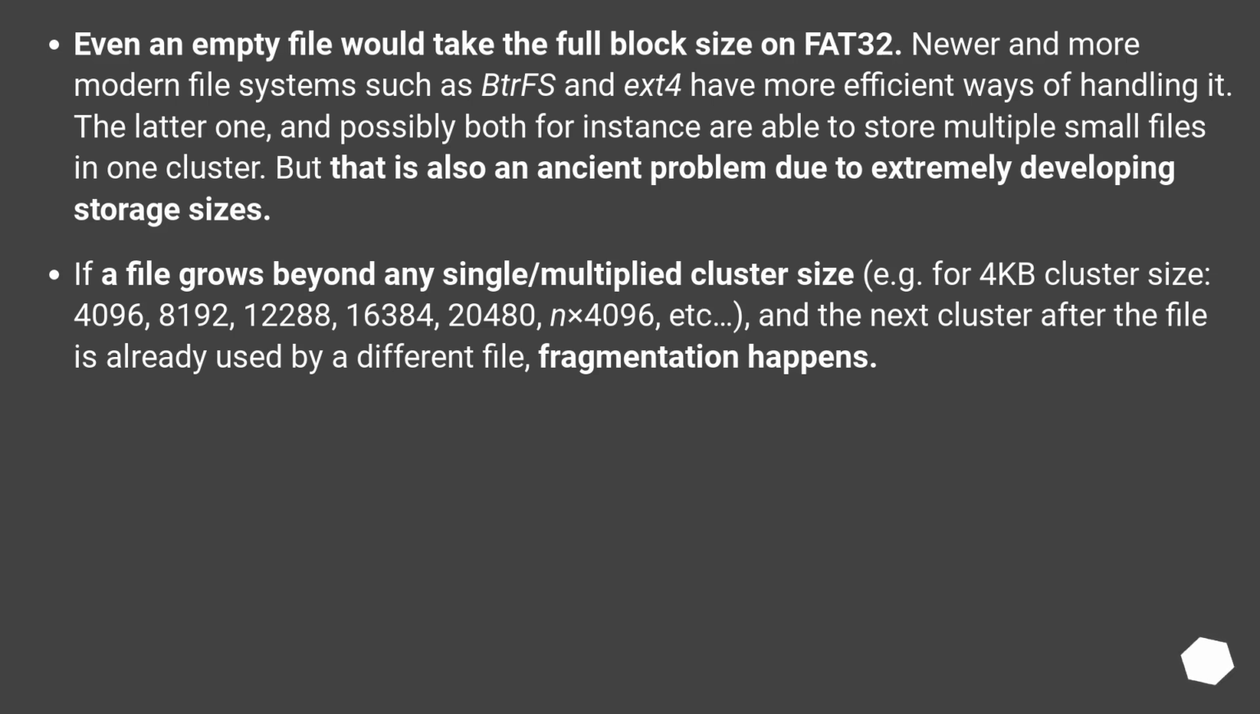Even an empty file would take the full block size on FAT32. Newer and more modern file systems such as BTRFS and Ext4 have more efficient ways of handling it. The latter one, and possibly both for instance, are able to store multiple small files in one cluster. But that is also an ancient problem due to extremely developing storage sizes.